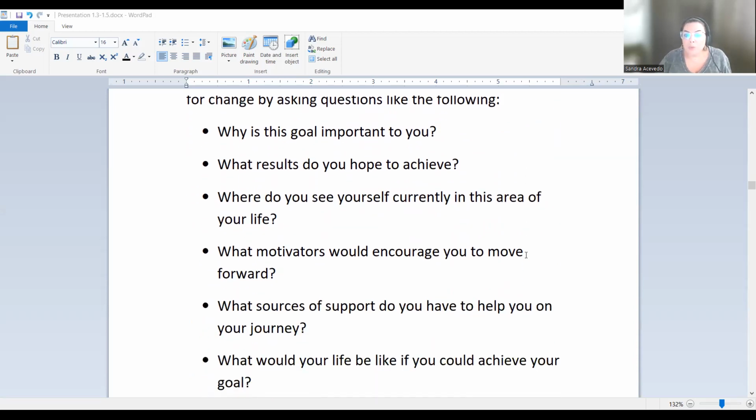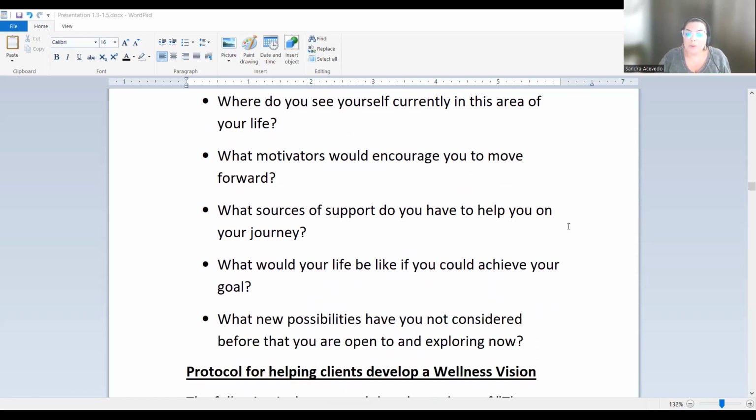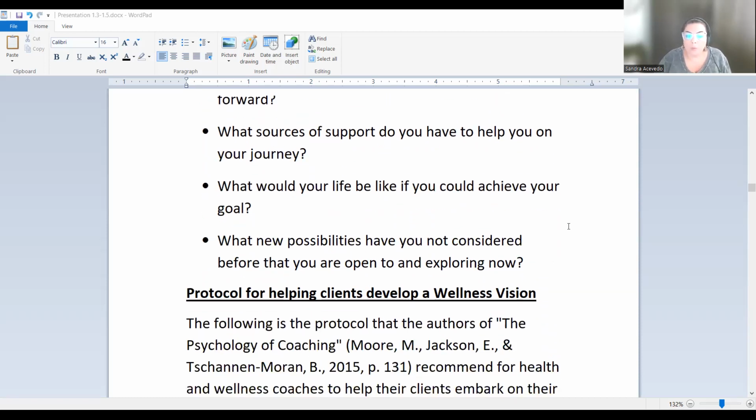What is this goal? Why is this goal important to you? What results do you hope to achieve? Where do you see yourself currently in this area of your life? What motivators would encourage you to move forward? What sources of support do you have to help you on your journey? What would your life be like if you could achieve your goal? What new possibilities have you not considered before that you are open to exploring now?